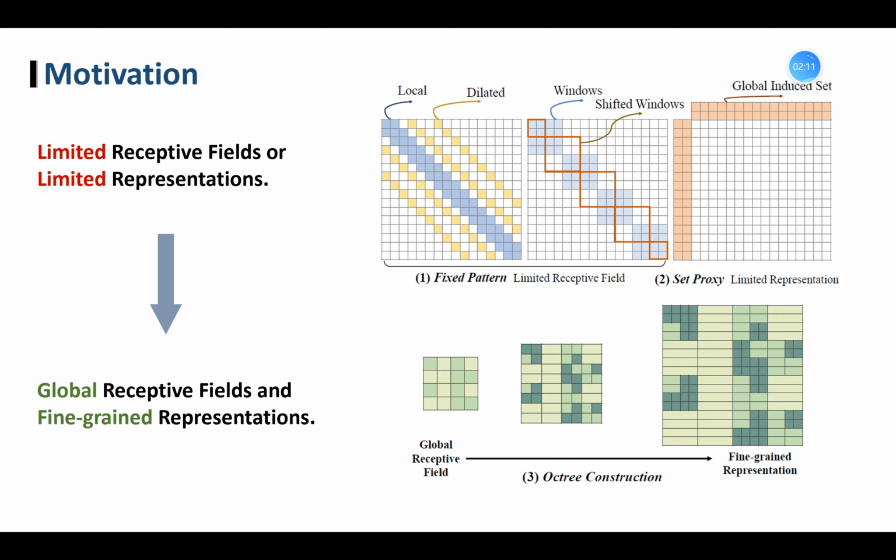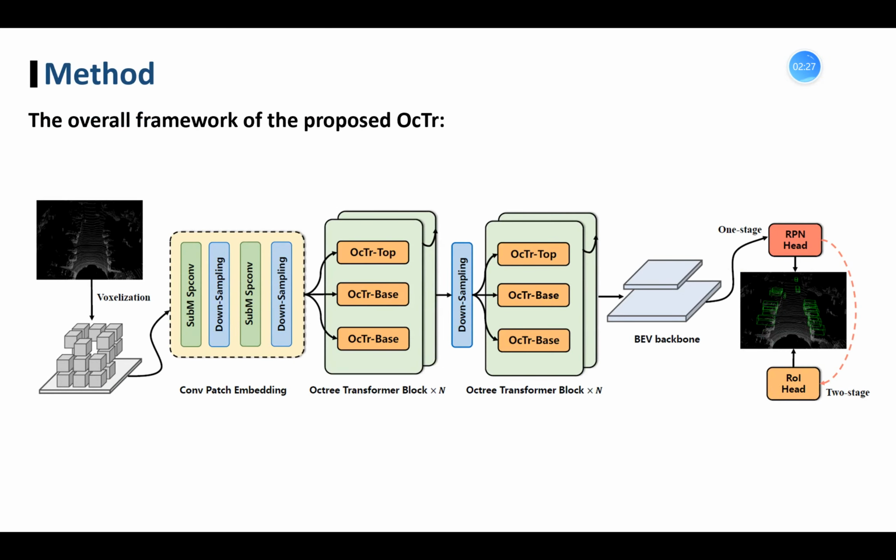As discussed above, we propose our Octree attention mechanism which captures rich global context features by a global receptive field in a coarse-to-fine manner while reducing the quadratic complexity of vanilla self-attention. We first describe the overall pipeline of our proposed method. We voxelize the point cloud into regular grids and adopt the sparse 3D convolution for patch embedding. We sequentially stack two Octree transformer blocks, tailed by a downsampling layer. Finally, we project the features into BEV and adopt one or two-stage head for detection.